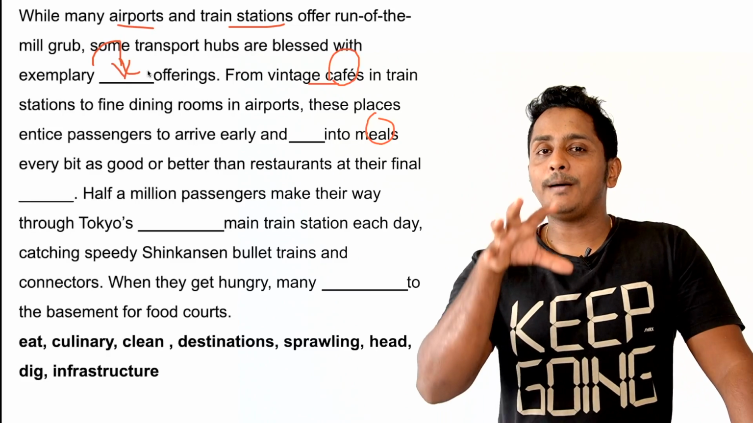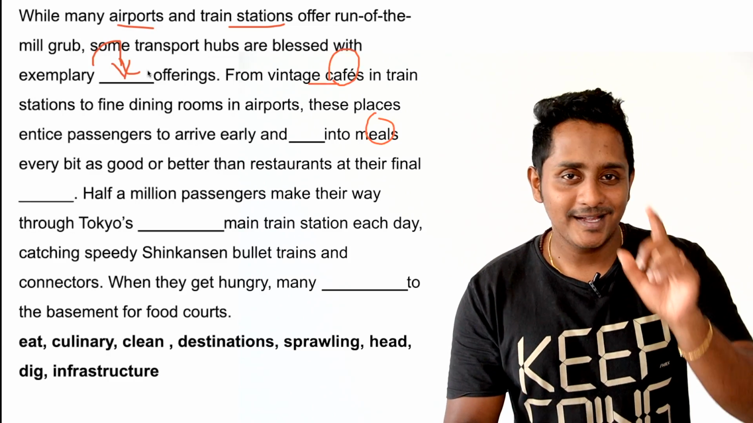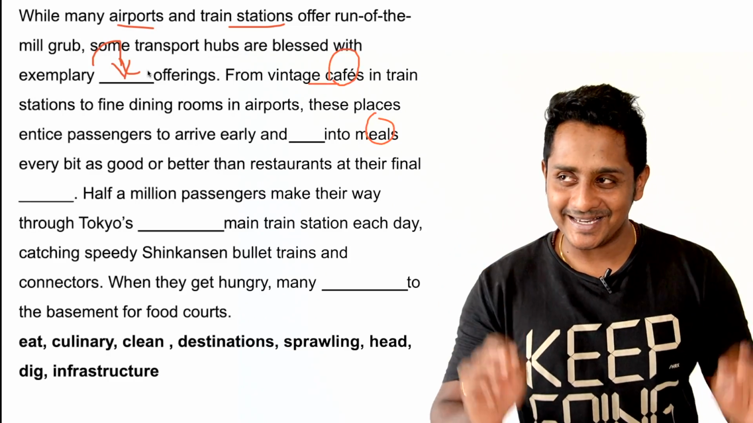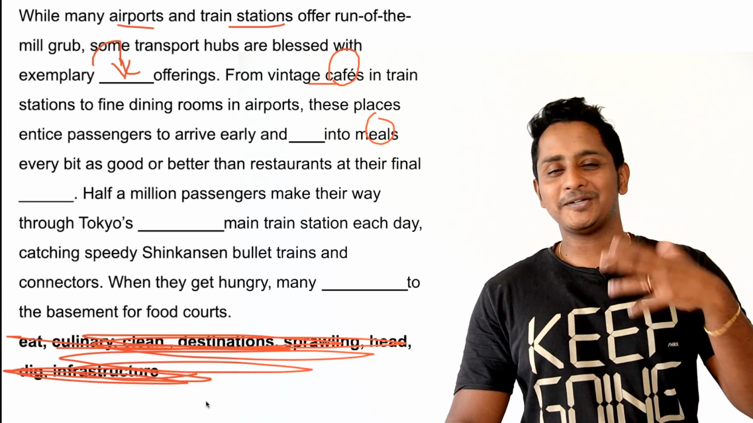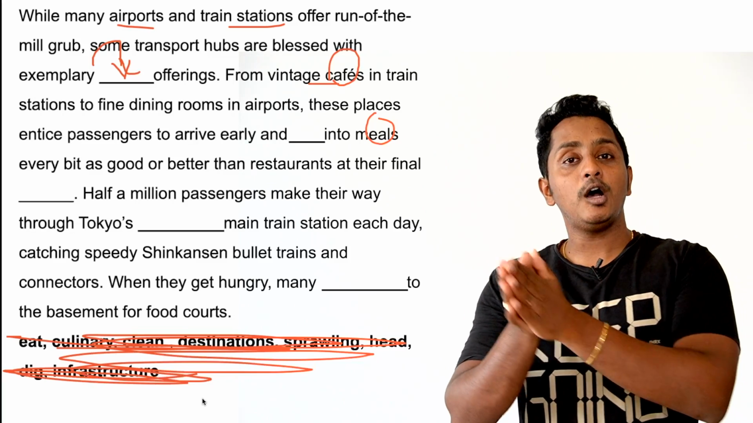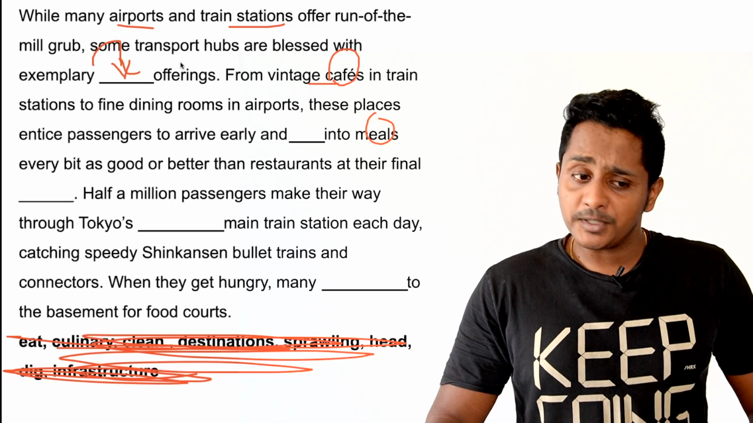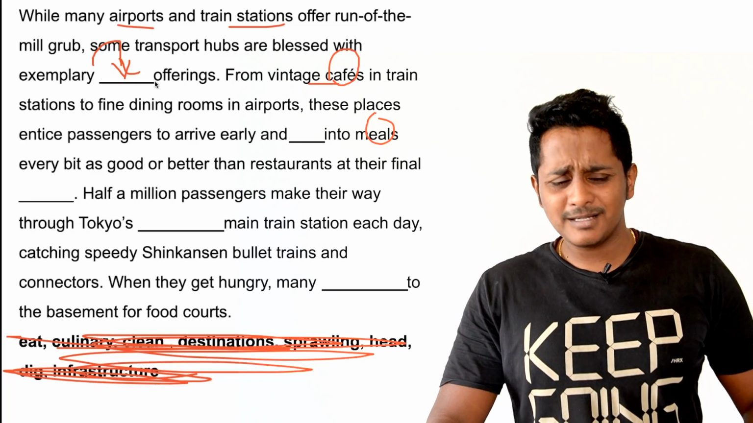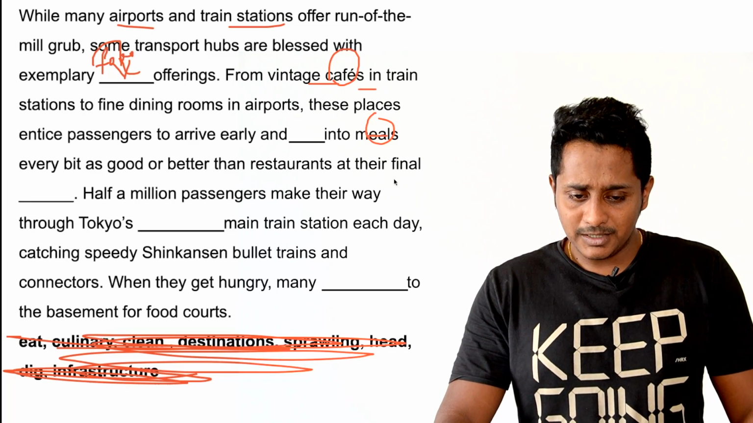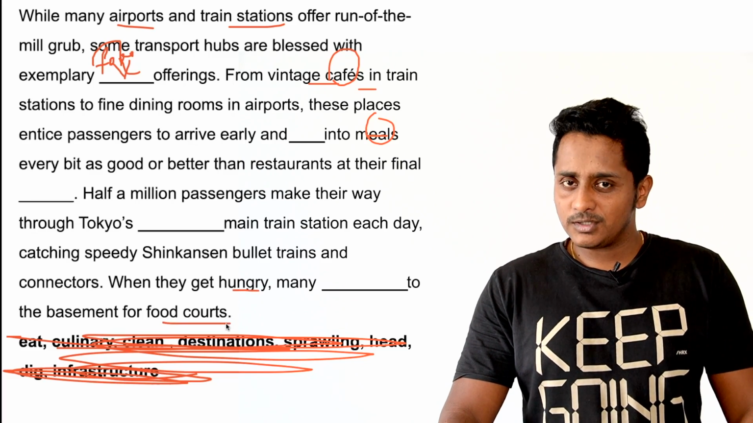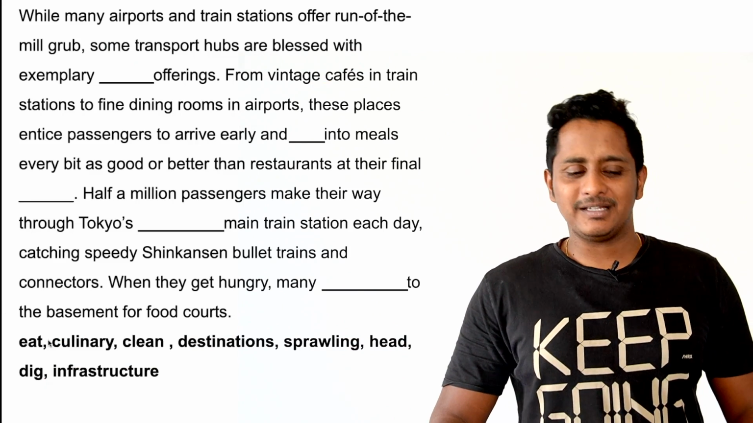Something like that. So to apply the elimination method, the very first step is to listen carefully. The very first step is don't look at the options, otherwise you get confused. Fill it on your own. I repeat, try to fill it on your own by the context. Some transport hubs are blessed with exemplary offerings, exemplary restaurant offerings, exemplary food offerings, because it's talking about cafes, meals, food courts. Food offering has to come. Okay, food offering has to come. You don't say eat offerings.